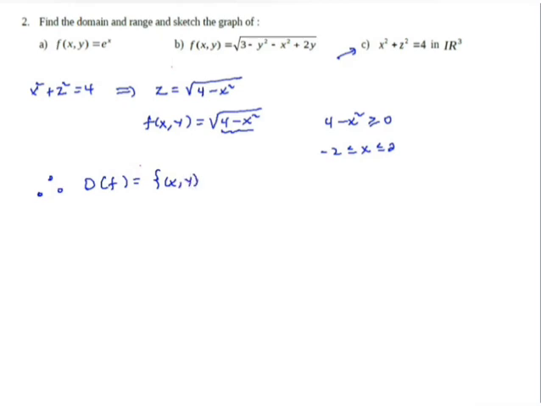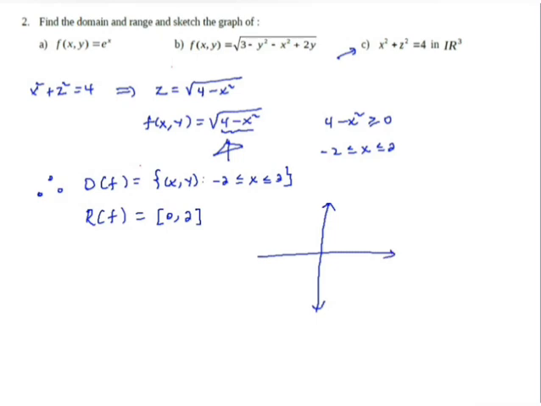Therefore the domain of this function will be x between minus 2 and 2, y can be anything, and the range of this function is 0 up to 2. Okay, range አችን between 0 and 2 ነው የሚሆነው። የዚህን ግራፍ ማየት ካስፈለገ it will be semicircle. The graph of the given function will be a semicircle with radius 2 units.